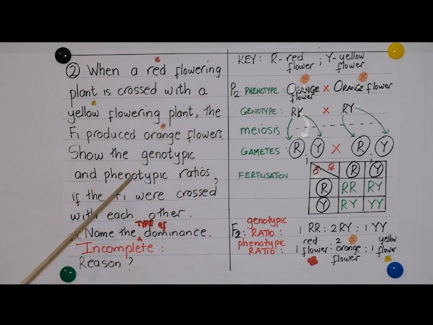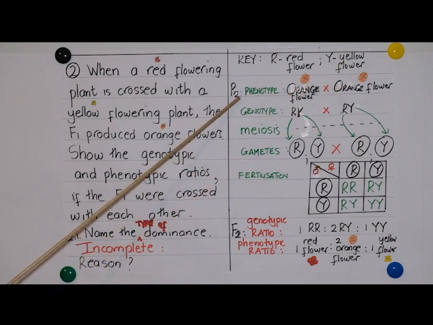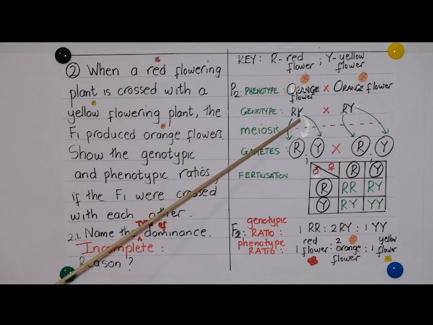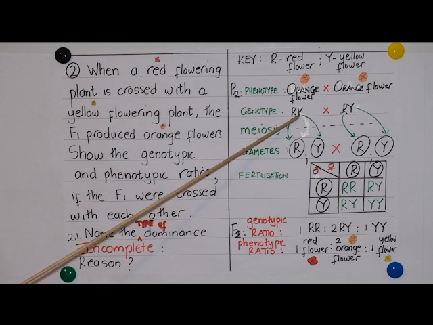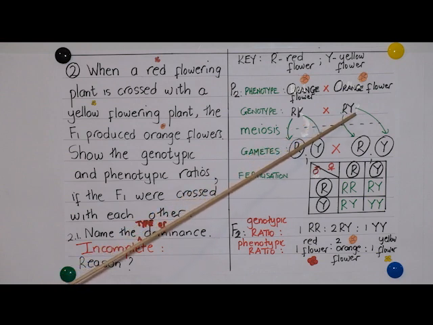The next part says show the genotypic and phenotypic ratios if the F1 were crossed with each other. So this is the second cross, showing what would happen if the F1 offspring were to be crossed with each other. So P2, we're using the same key, capital R for red flowers and capital Y for yellow flowers. P2 phenotype, orange flower times orange flower, since the F1 offspring were crossed with each other. And the genotype, since this is the intermediate or third phenotype, it would always be a hybrid, so a combination of these two alleles, capital R, capital Y, times capital R, capital Y.